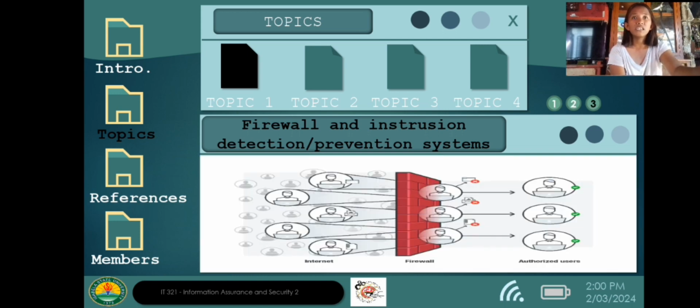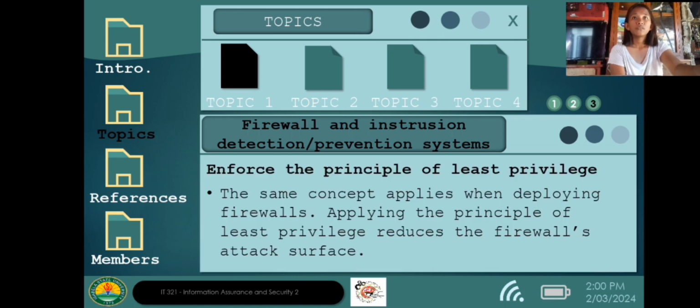So you can see in the diagram, this is figure 1, and the firewall here serves as your first line of defense. They scrutinize inbound or outbound traffic for any malicious content as per your rules. So, enforce the principle of least privilege. The same concepts apply when deploying firewalls. Applying the principle of least privilege reduces the firewall's attack surface.